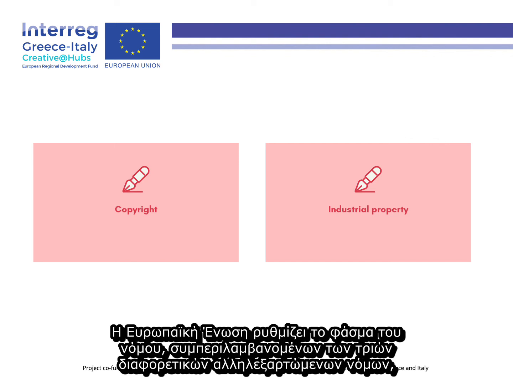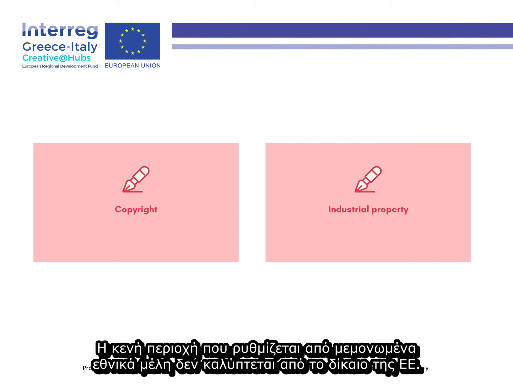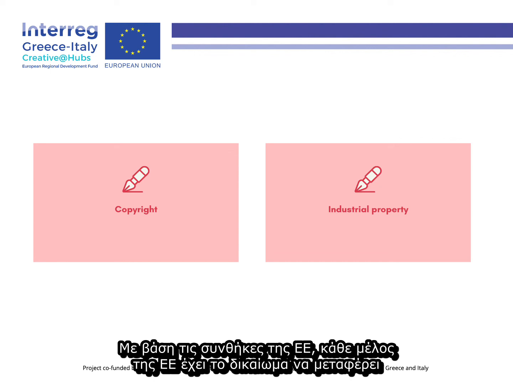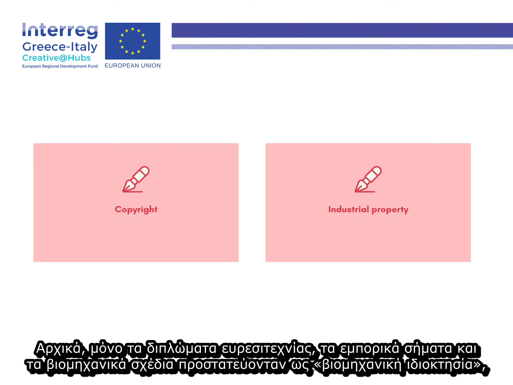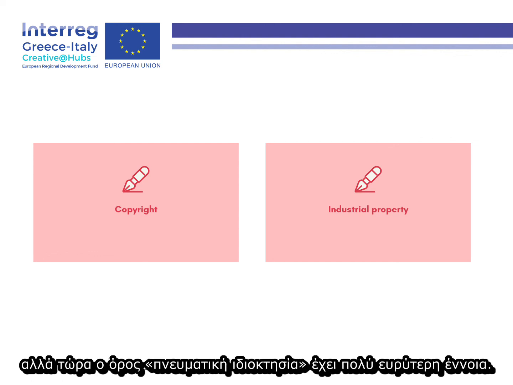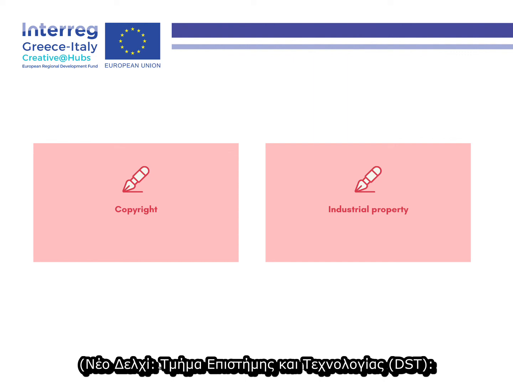The European Union regulates the range of the law, including three different interdependent series of legislation: primary and secondary legislation, and case law. The empty area regulated by individual national members is not in the coverage of EU law. Based on the EU treaties, EU members each have the right to transfer and implement the discretion of EU law. Originally, only patents, trademarks, and industrial designs were protected as industrial property, but now the term intellectual property has a much wider meaning.